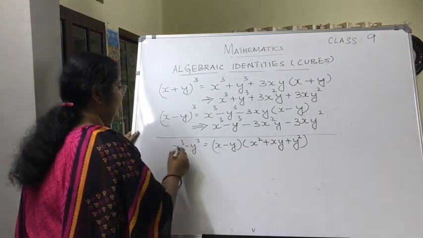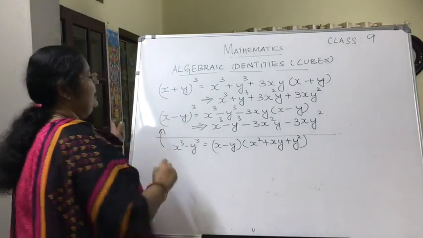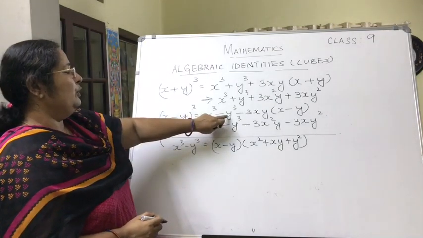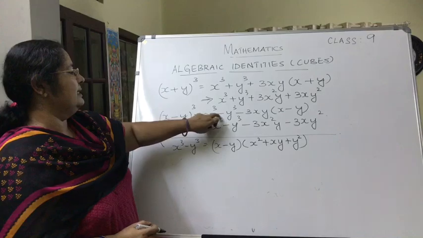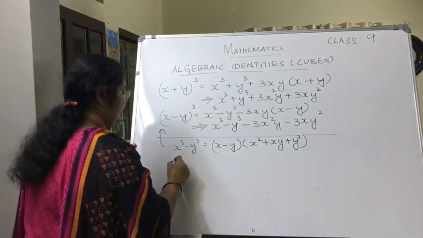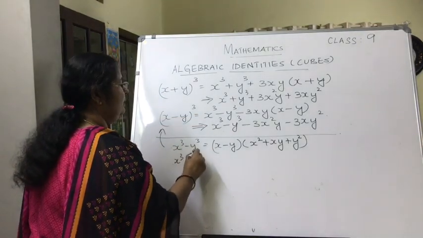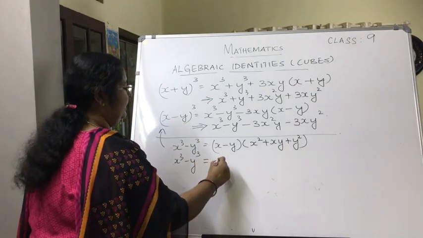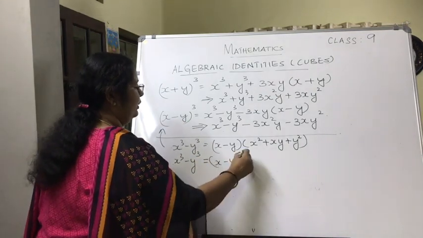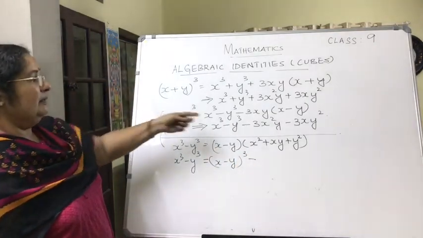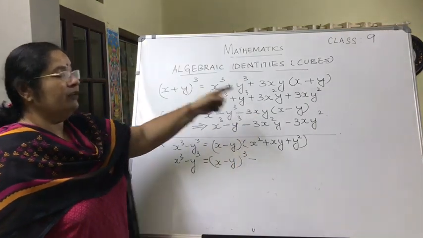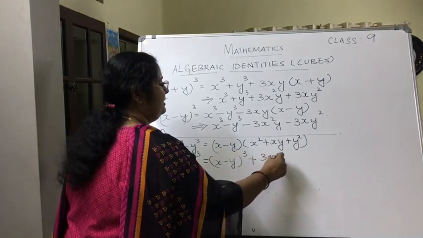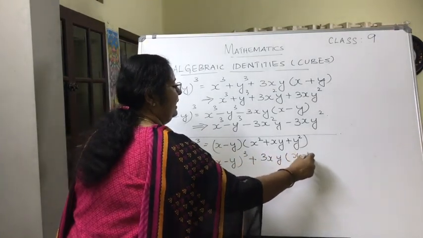So here you write that you got the identity already. I'm just going to rewrite this only. So here what you will do? You have to separate this x cube minus y cube. So x cube minus y cube will be equal to, what is here? X minus y the whole cube. This minus 3xy, when it comes to the other side it becomes plus. So plus 3xy into x minus y.